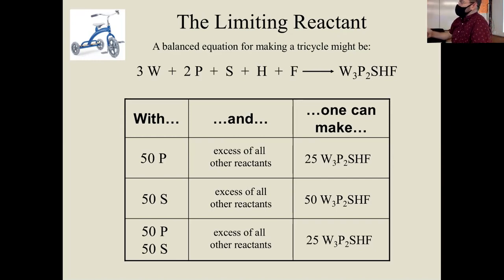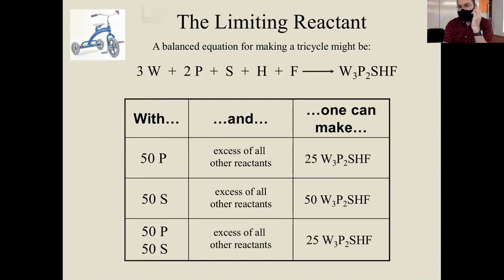You could make 25 bikes. With the 50 seats, you could make 50 trikes, but you can't make 50 trikes because you would run out of the pedals first. So if you're smart, you would order the correct number, but sometimes things happen.